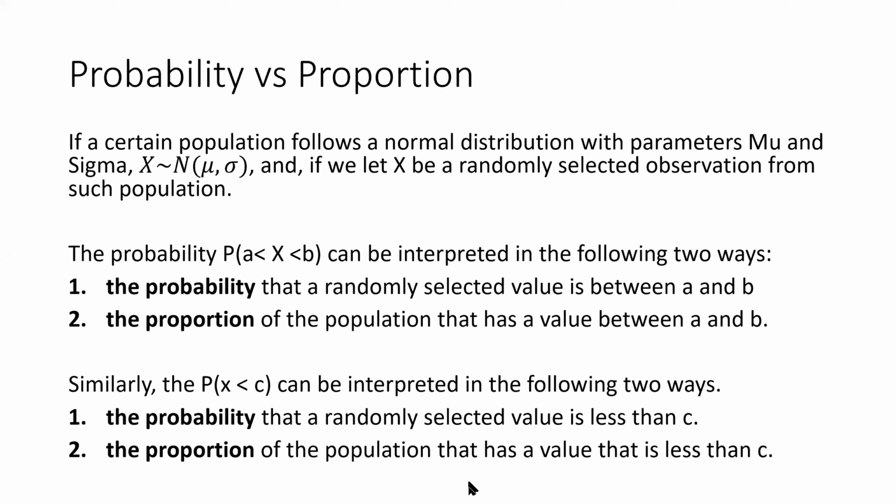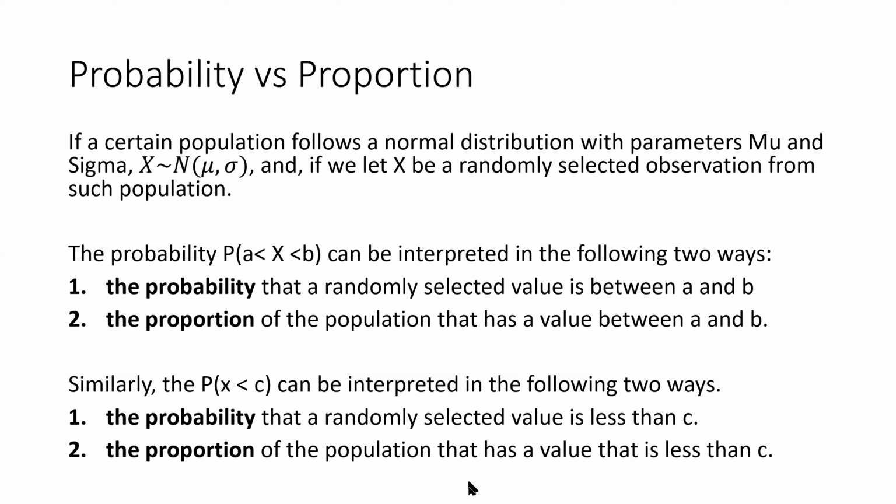So what is that value of 0.1613 that we just found? How do we interpret it? And please pay attention to this piece of information. It says, if a certain population follows a normal distribution with parameters mu and sigma, and if we let x be a randomly selected observation from such population, the probability of x being between A and B can be interpreted in the following two ways. It is the probability that the randomly selected value is between A and B.